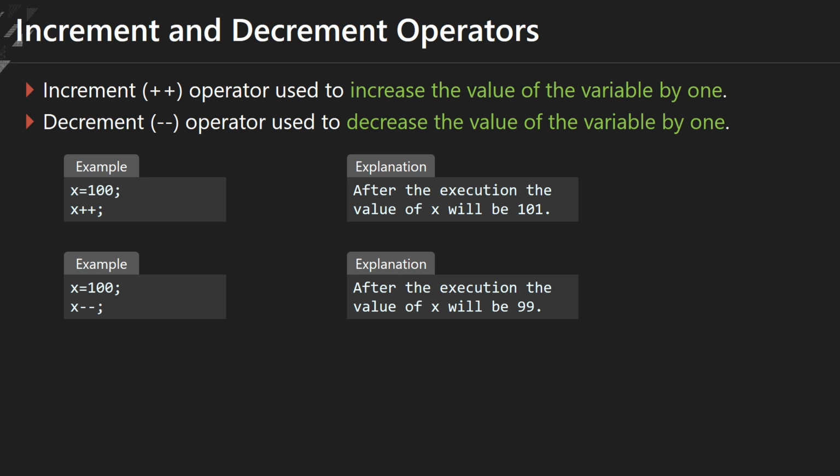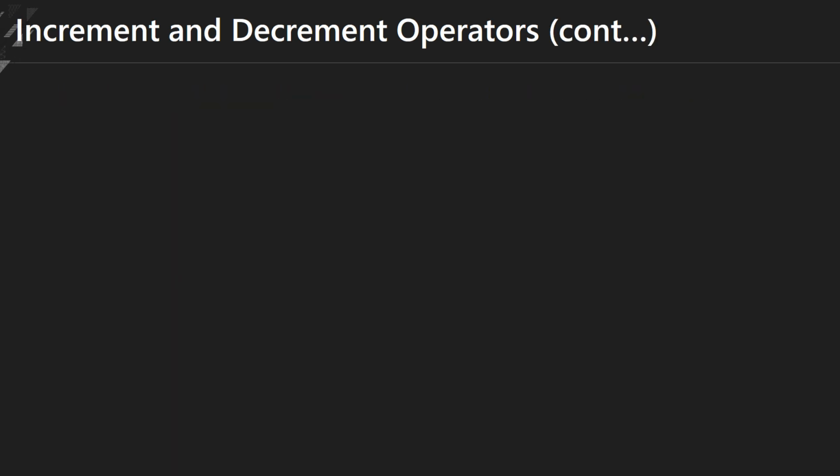Right? After x is executed, the value gets incremented by 1. After execution of this case, the value gets decremented by 1. So that's the reason the value of x will be 99. I hope you understood this concept. We'll move on to the next category, right? Increment operator or decrement operator.